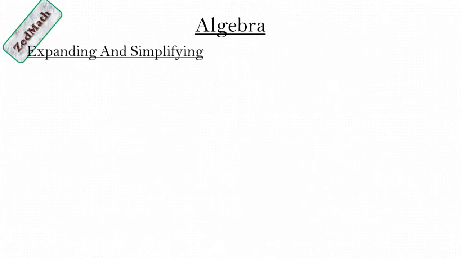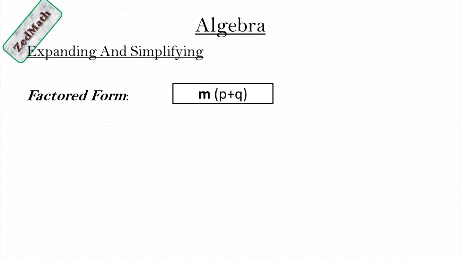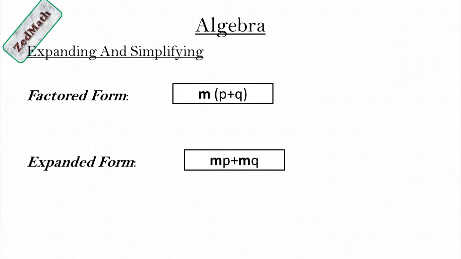So in algebra, we can write expressions in two forms. The first form is what is called the factored form. An example is this one, m open bracket p plus q close bracket. Then the other form is the expanded form, which can be written like so, mp plus mq. So let us see that the two are equivalent. That is, the factored form can be converted to the expanded form, and the expanded form can be taken back to the factored form. On the first part, we'll start with what is called expansion.